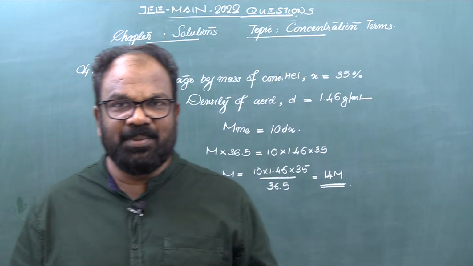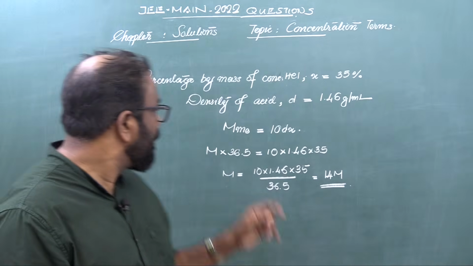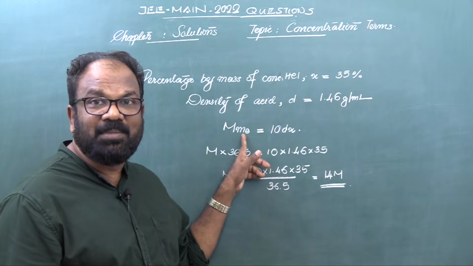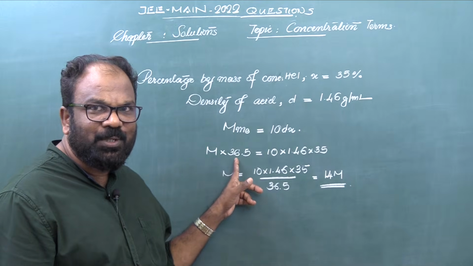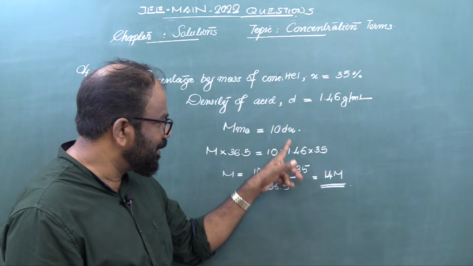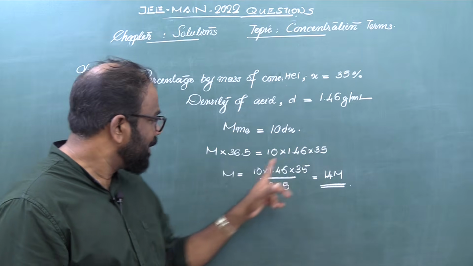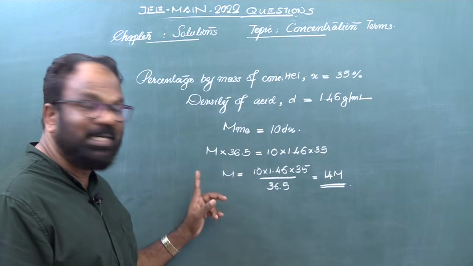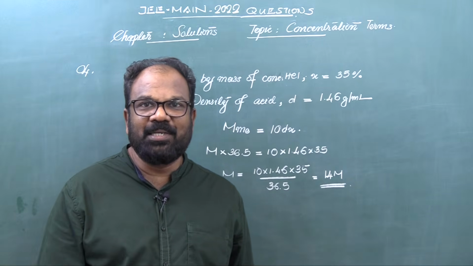Then the relationship between molarity, percentage by mass, and density is: molarity into molecular mass of solute is equal to 10 into d into x. Molecular mass of solute is 36.5 because the solute is HCl. 10 into density of solution, which is 1.46, into percentage by mass, which is 35. By solving this equation, the molarity of the solution is found to be 14 molar. So here the answer is 14 molar.